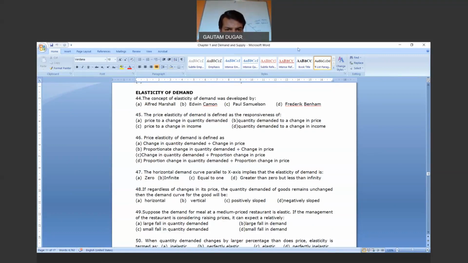Next, 46. Price elasticity of demand is defined as proportionate change in quantity demanded divided by proportionate change in price. Option D. Proportionate change in quantity demanded divided by proportionate change in price. Option D. 47. Horizontal demand curve.